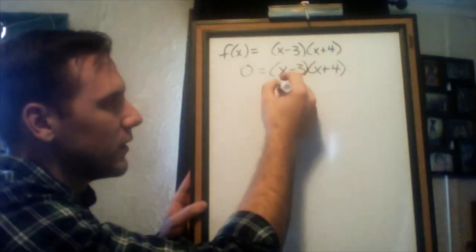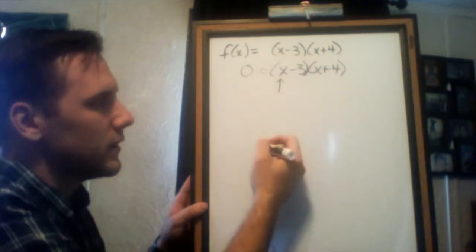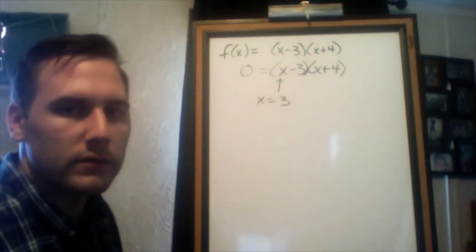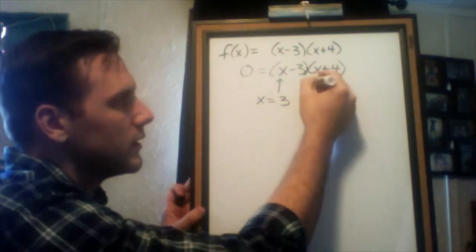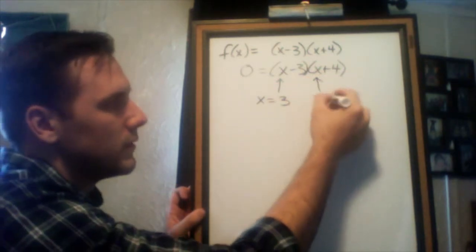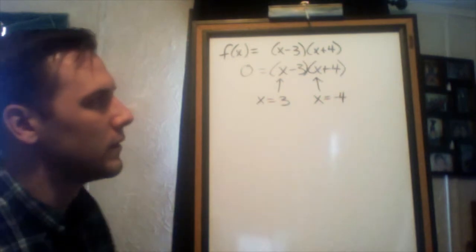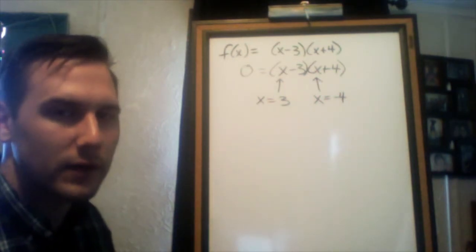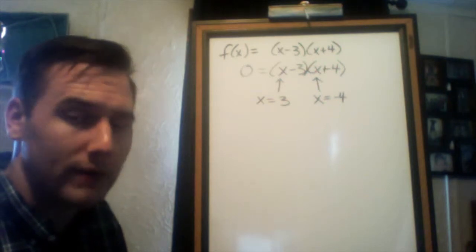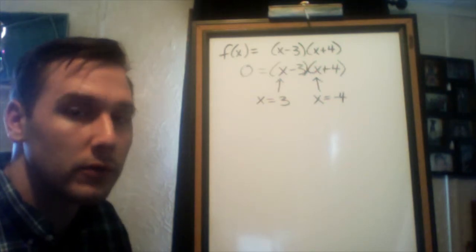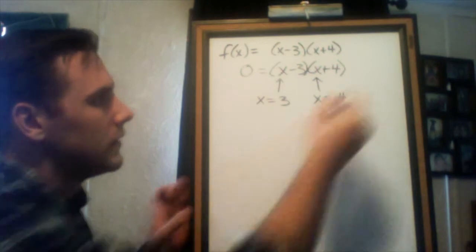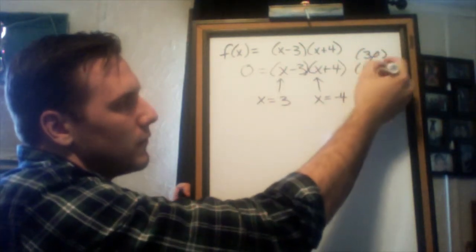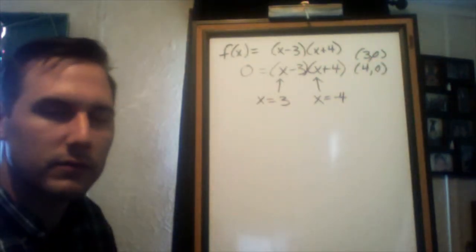So we just figure out what we could plug in here to make this set equal 0, and that's going to be positive 3, since 3 minus 3 is 0, and what we would plug in here, which would be negative 4, because negative 4 plus 4 is 0. So those are the two x values that will give us an output or a y value of 0, and so those are the x-intercepts of the graph. So we have (3, 0) and (negative 4, 0) as our x-intercepts.